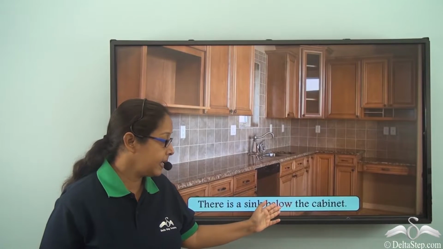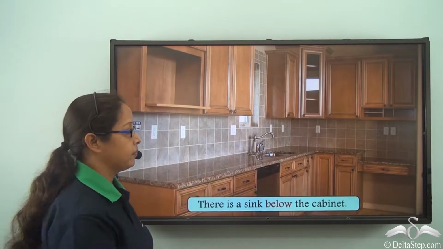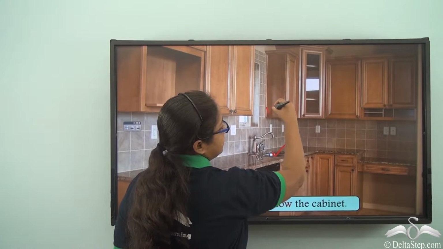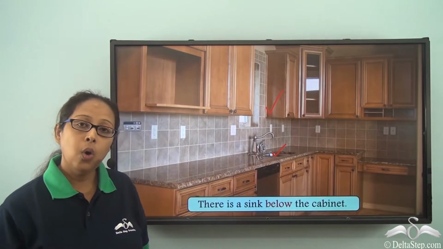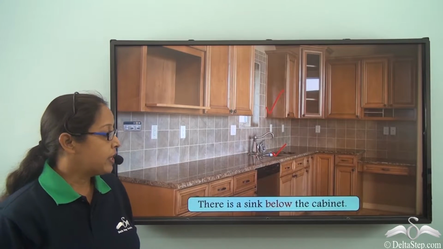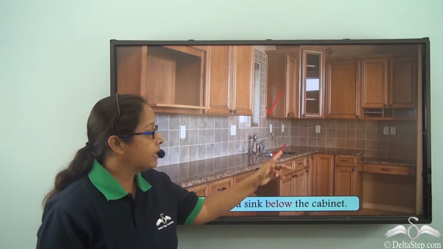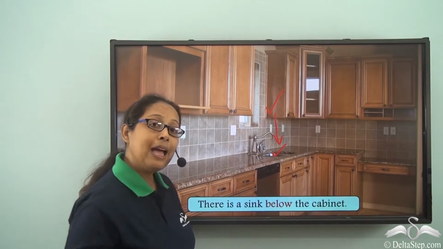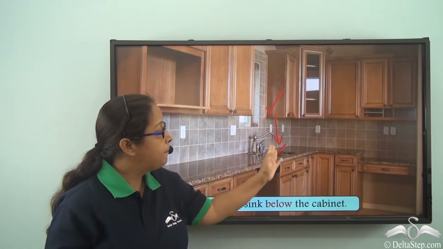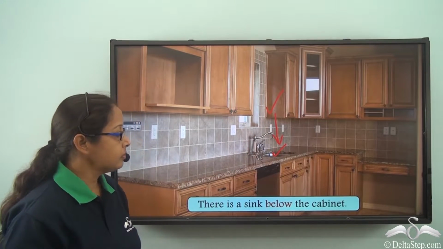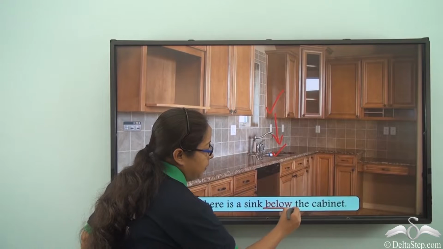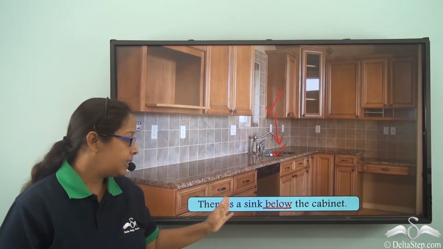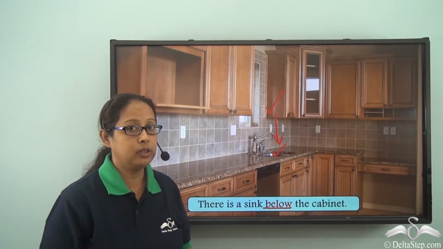There is a sink below the cabinet. The sink is here and the cabinet is here. So, what do we mean? We are saying that the sink is lower than the cabinet. It is below the cabinet. So, below shows the relation between the cabinet and the sink over here.